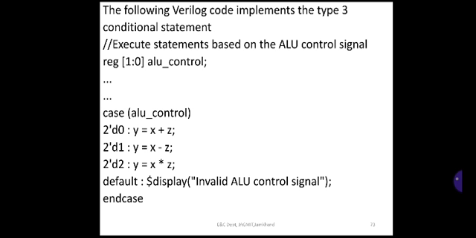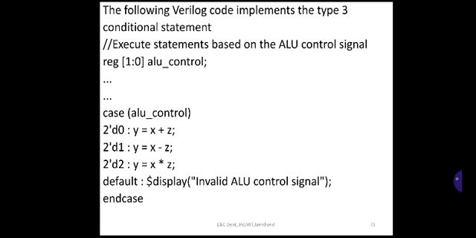Then check for the first alternative. The first alternative is 2'd0, that is a 2-bit value, decimal value 0. That means if ALU control is 00, a decimal 0 converted to binary is 00, that is the value using 2 bits. If you give the input 00 as the ALU control, then y equal to x plus z is executed.